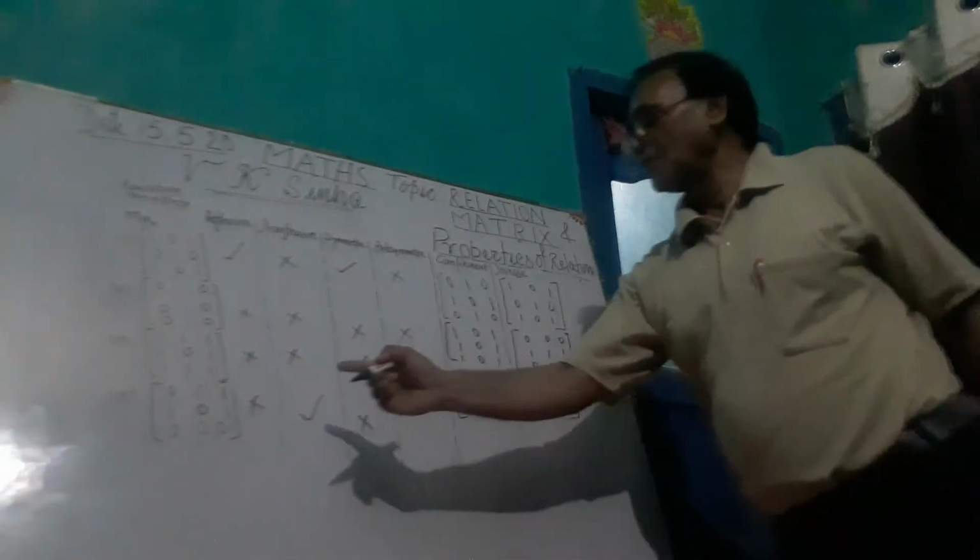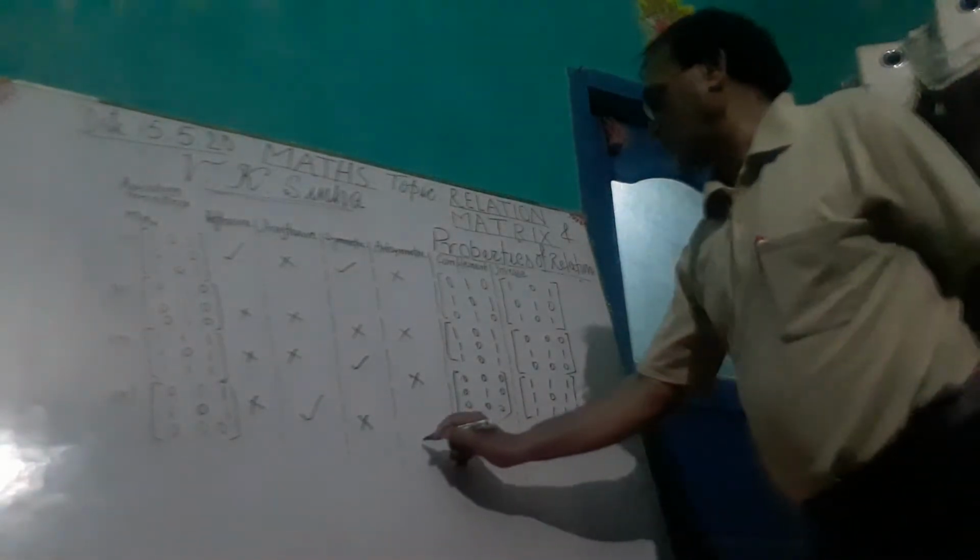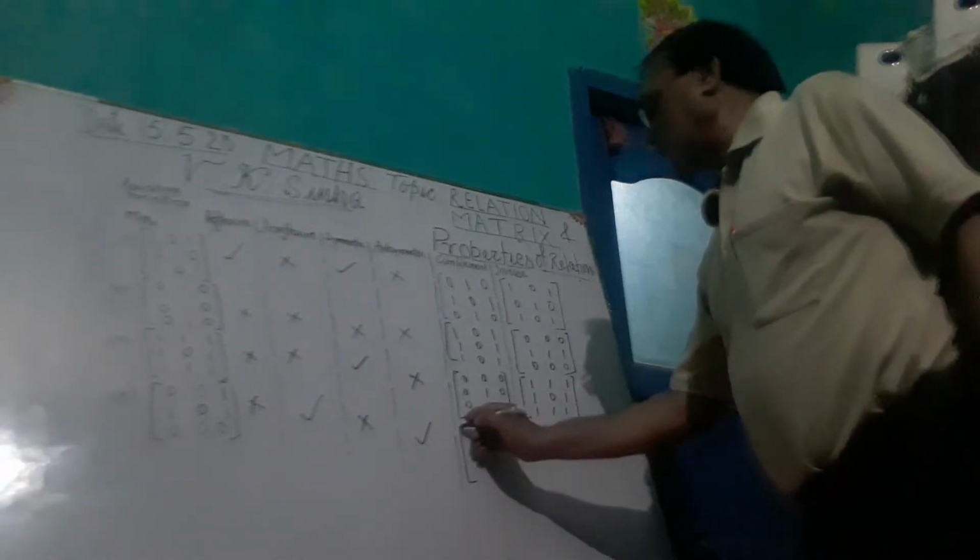And now check whether it is antisymmetric or not. Since here diagonally we can see the image of 1 is equal to 0, the image of 1 is 0, and 1 is 0, so diagonally the image of 1 is equal to 0, this is antisymmetric. And now write the complement of this matrix.